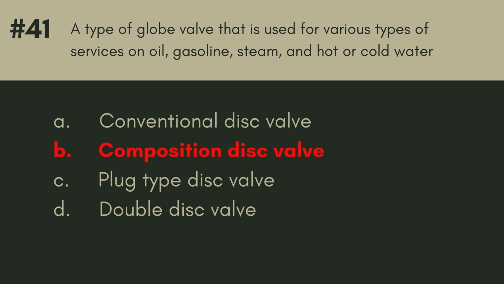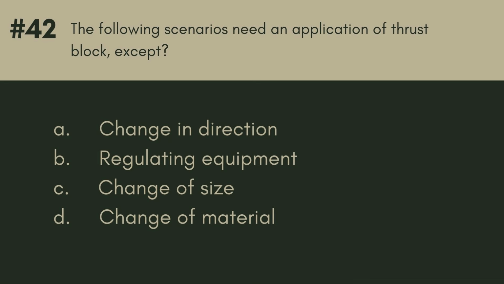Composition disc valve. A type of globe valve that is used for various types of services on oil, gasoline, steam, and hot or cold water. Question 42. The following scenarios need an application of thrust block, except A. Change in direction. B. Regulating equipment. C. Change of size. D. Change of material. The answer? It's D. Change of material.